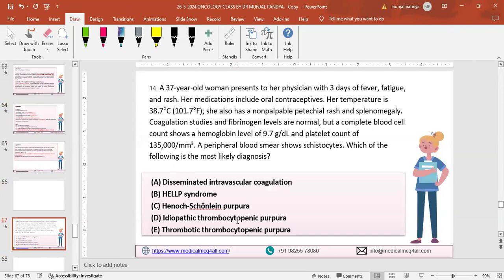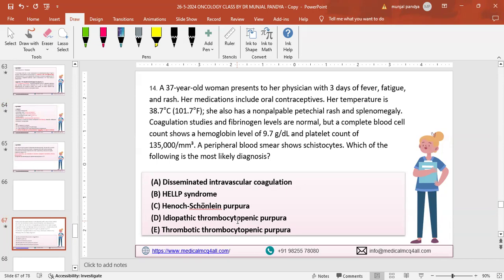A 37-year-old woman presents to a physician with 3 days of fever, fatigue, and rash. Her medication includes an oral contraceptive. Her temperature is 38.7, or 101.7. She also has a non-palpable petechial rash and splenomegaly. Coagulation studies and fibrinogen levels are normal, but a complete blood count shows hemoglobin of 9.7, platelets of 135,000. Peripheral blood smear shows schistocytes. Which of the following is the most likely diagnosis? Disseminated intravascular coagulation, HELLP syndrome, Henoch-Schonlein purpura or HSP, idiopathic thrombocytopenic purpura, thrombotic thrombocytopenic purpura.